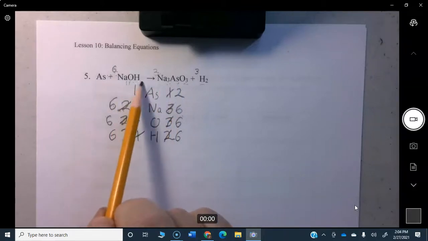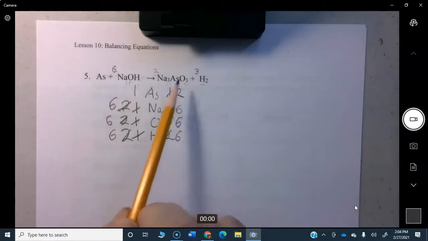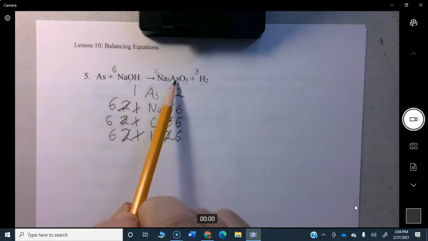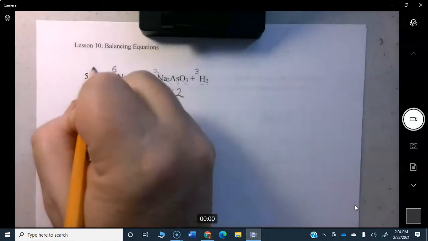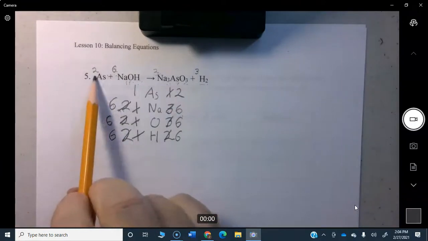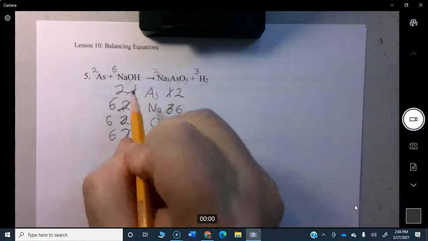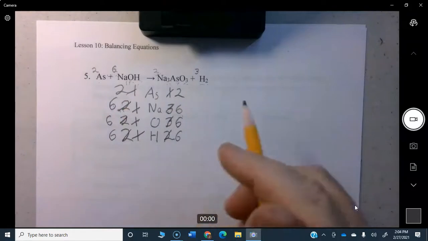Well, for hydrogen, I have 6 hydrogen, and I have 6 hydrogen. Acetane's the only one out of balance now. It's 2 there, but we can simply fix that by putting a 2 there. Okay, so it's 2 and 2. So everybody's in balance now.